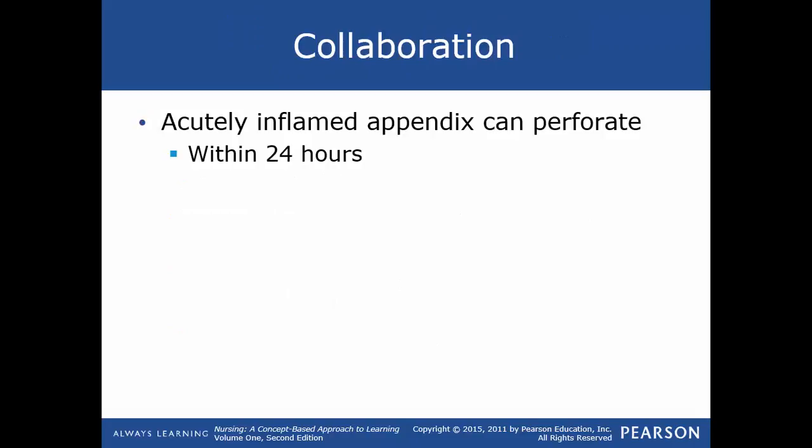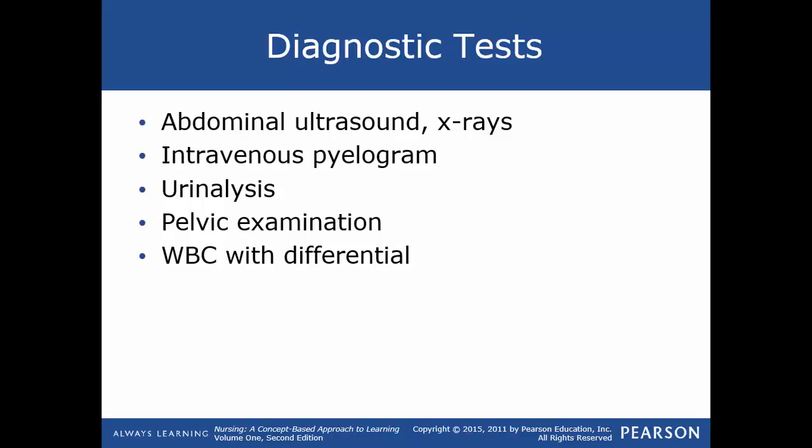An acutely inflamed appendix can perforate within 24 hours, so rapid diagnosis and treatment is going to be important. Looking at your diagnostic test, your book talks about abdominal ultrasound being the most effective way to diagnose acute appendicitis. It is often very useful in patients that have atypical symptoms like your older adults.